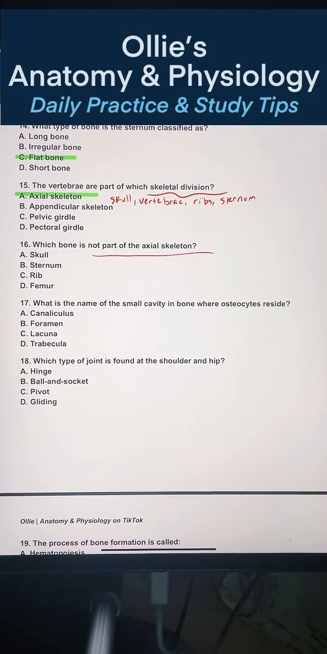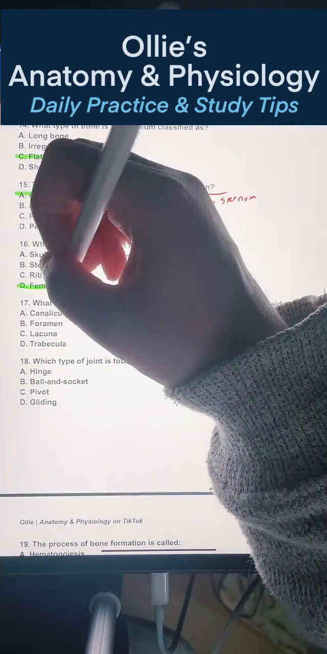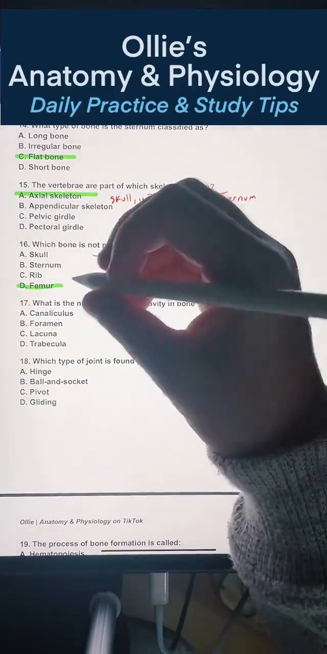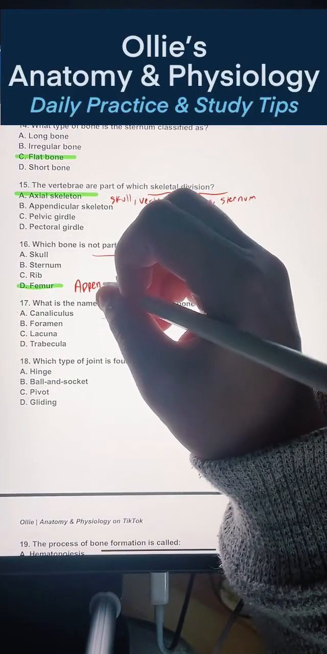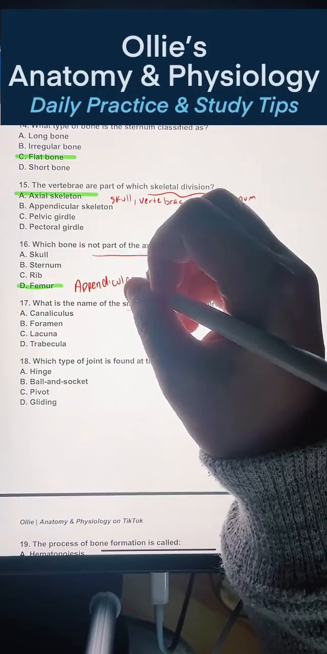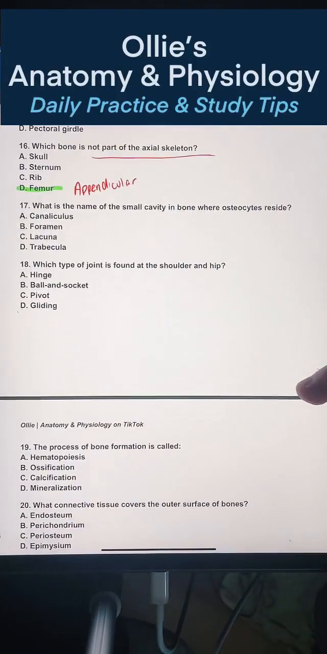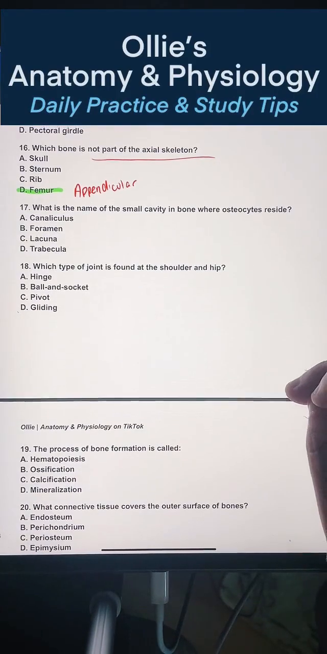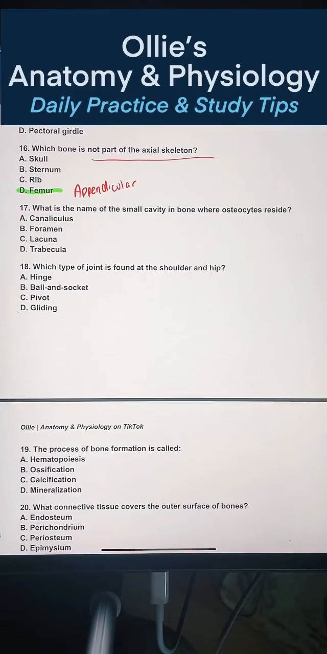But number 16, the answer is going to be D. It is the femur. The femur is part of our limbs, meaning that it is part of our appendicular skeleton. Number 17, what is the name of the small cavity in bone where osteocytes reside?